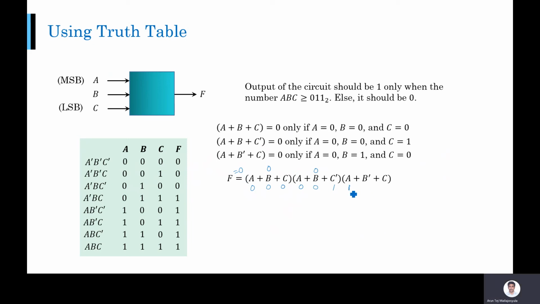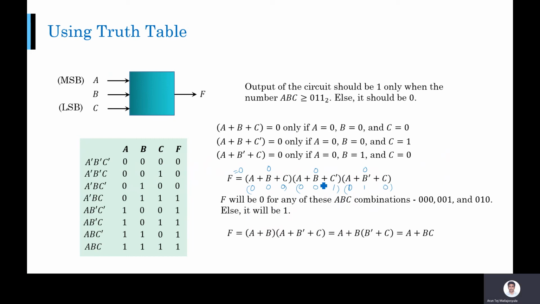A is equal to 0, B is equal to 1, C is equal to 0, this term will be 0 and F will be 0. Okay, so F will be 0 for these three combinations and 1 for all other combinations. Right, so I can write F in this way also. This should also give us the same final expression. Okay, so F will be 0 for any of these ABC combinations 0, 0, 0, 0, 0, 1 and 0, 1, 0, else it will be 1.